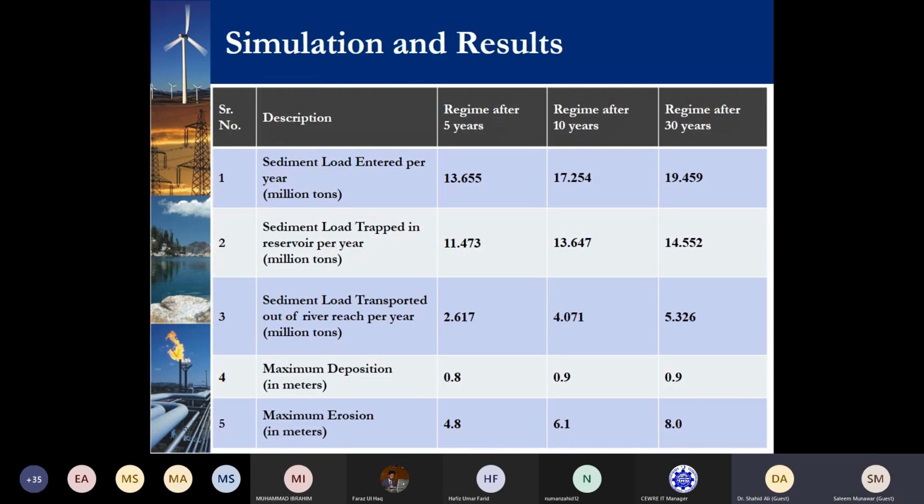This is the results summary, which shows regime changes after 5, 10, and 30 years. Sediment load entered per year is 13.655, and after 10 years, it is 17.255. After 30 years, it is 19.459. Similarly, sediment load trapped in the reservoir is shown in the second row. Sediment load transported out of the reach per year is represented in the third row. Maximum deposition and maximum erosion are also shown in the last two rows.